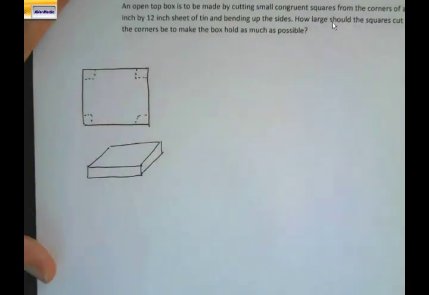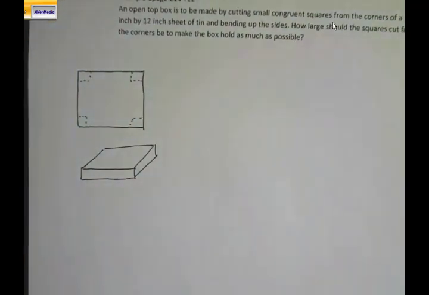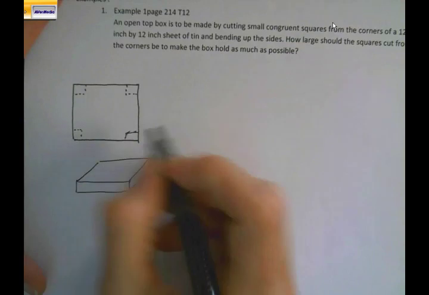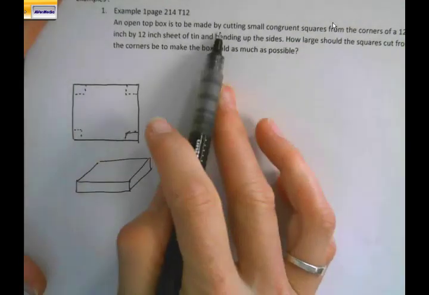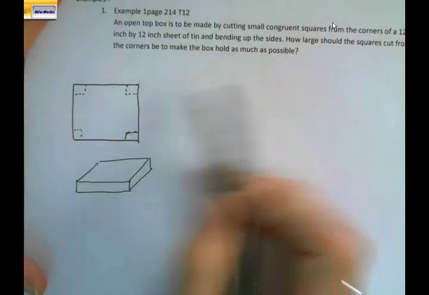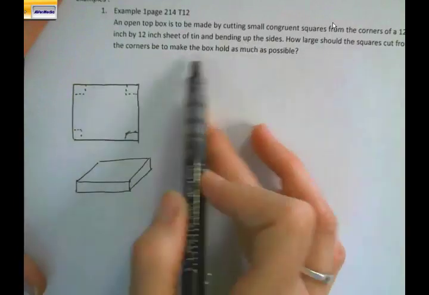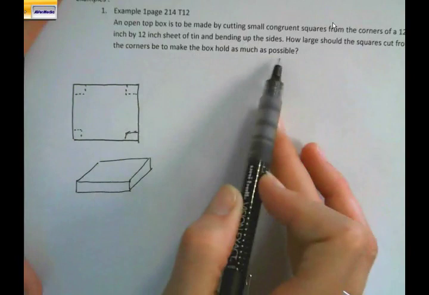Okay, so when you've cut those corners out and you fold it up and you solder the corners together, then you will have a box. So an open top box is made by cutting out these corners and folding this thing up. How large should the squares be in order to make the box hold as much as possible?